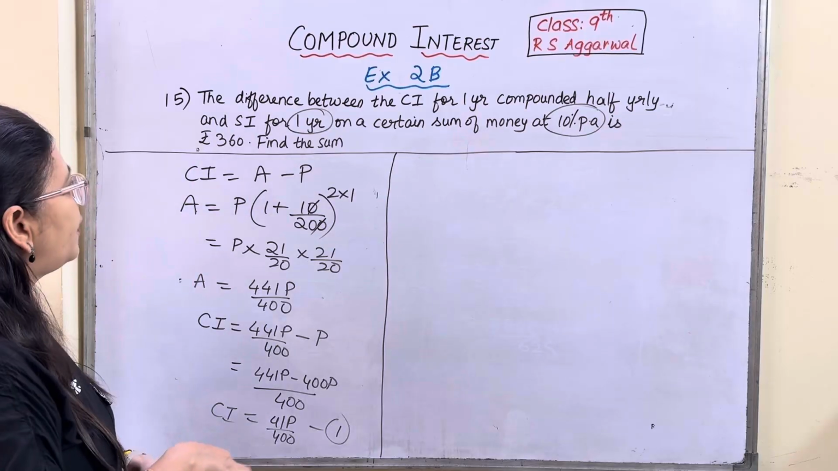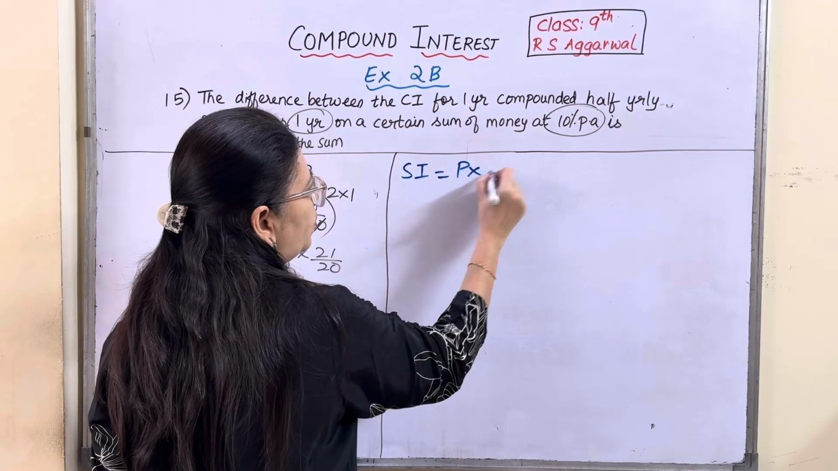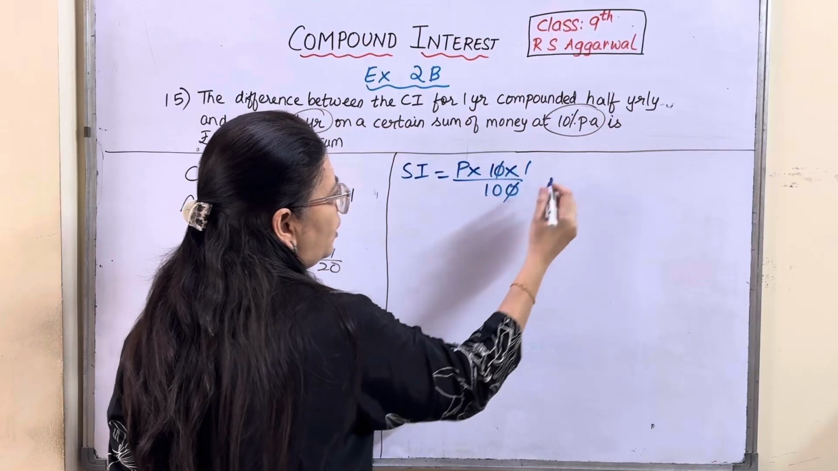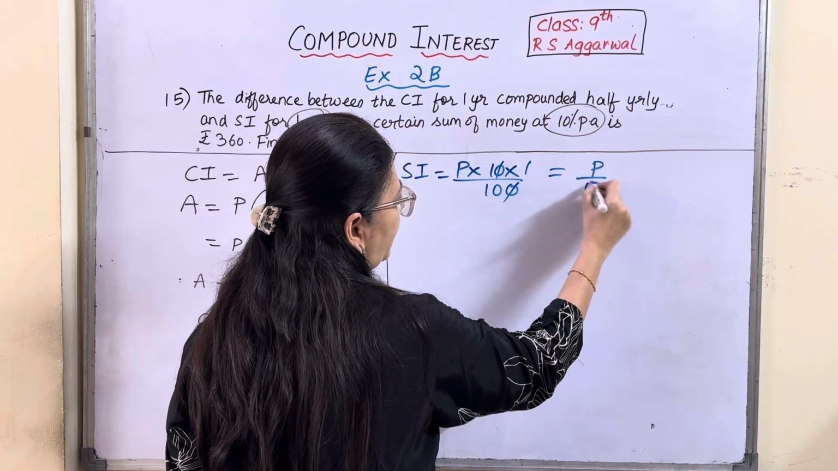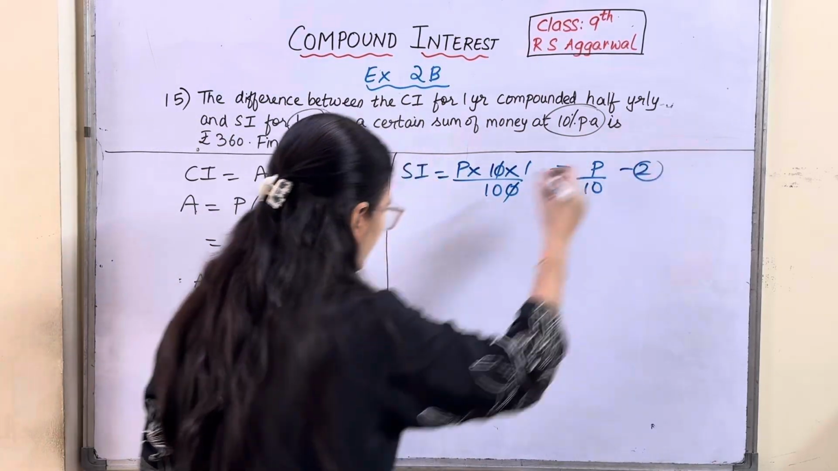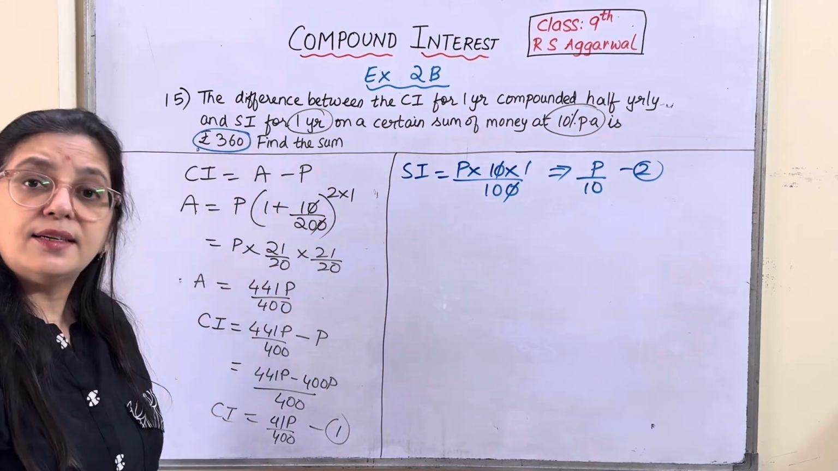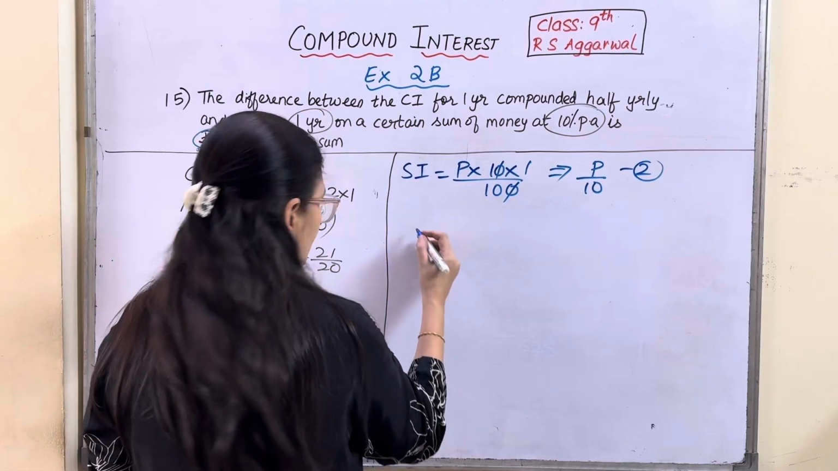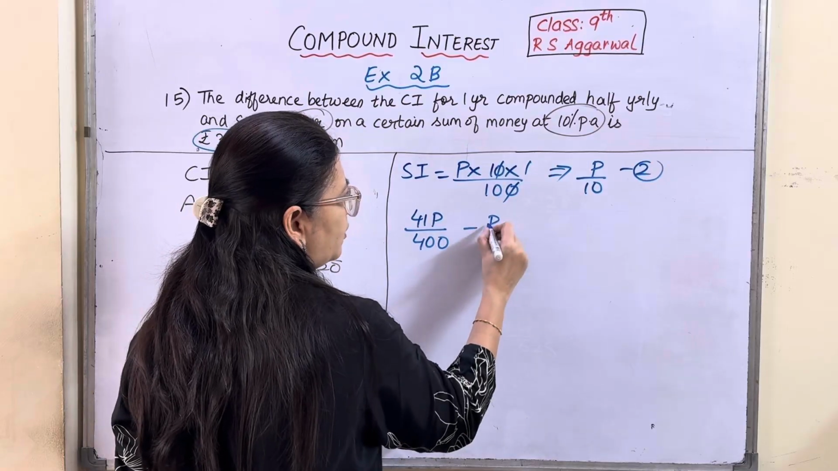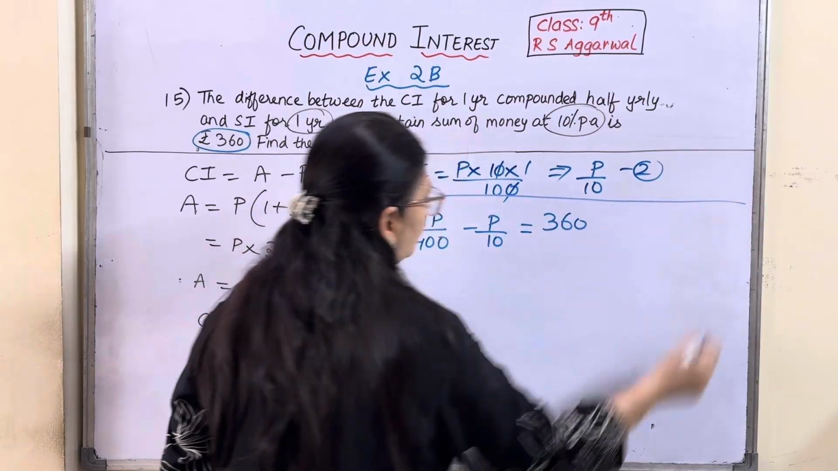Now let's find the simple interest. So simple interest formula is P into rate is 10 into time is 1 year upon 100. Zeros cut. So simple interest is P upon 10. Now the difference between them, this is the second part. Difference between compound interest and simple interest is rupees 360. So we will do 41p upon 400, which is the compound interest, minus p upon 10. The difference is 360 rupees.